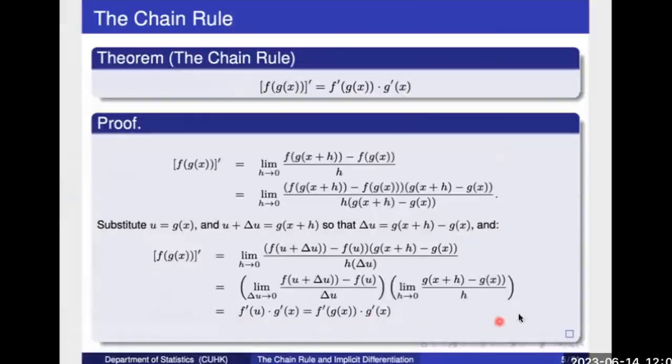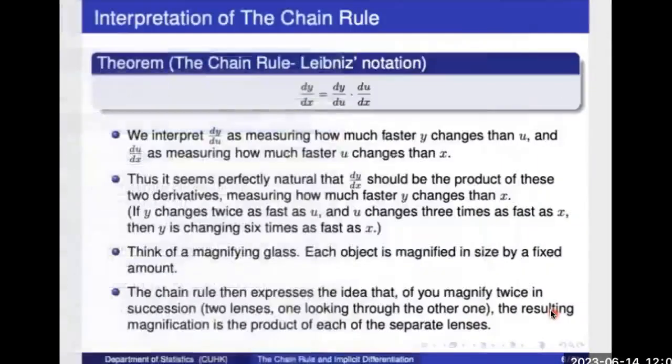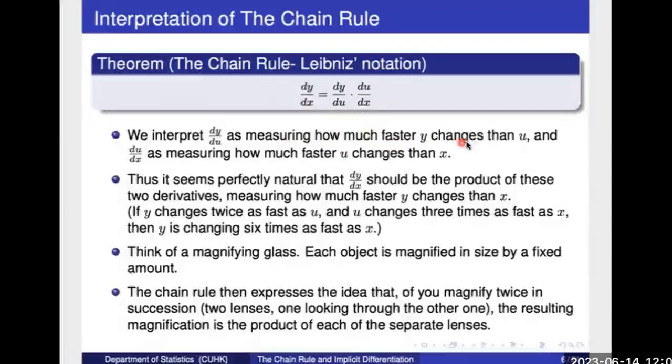Now let's interpret the chain rule using Leibniz notation. dy/dx = dy/du times du/dx. We interpret dy/du as measuring how much faster y changes than u, and du/dx as measuring how much faster u changes than x. Thus it seems perfectly natural that dy/dx should be the product of these two derivatives, measuring how much faster y changes than x.